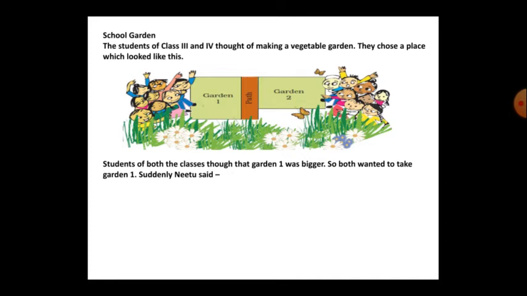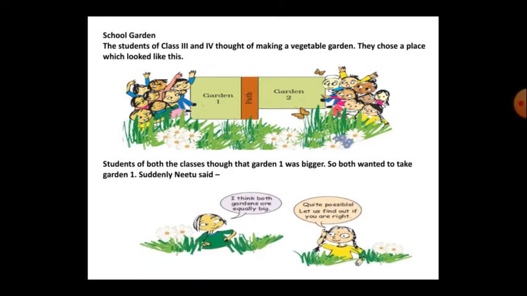Suddenly Neetu said, what are they doing? See the places where they have to put two gardens: garden 1 and garden 2. So both are fighting. I want garden 1, I want garden 1, because garden 1 is longer. They are thinking like that. Suddenly Neetu said, I think both gardens are equally big. Quite possible. Let us find out if you are right.